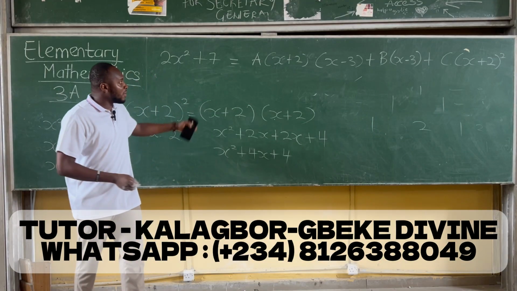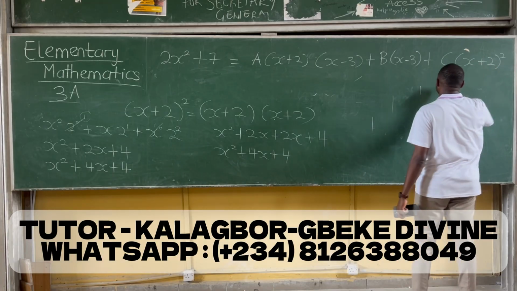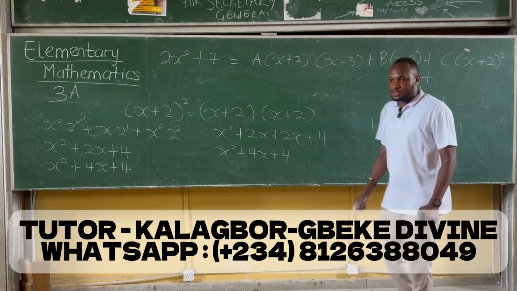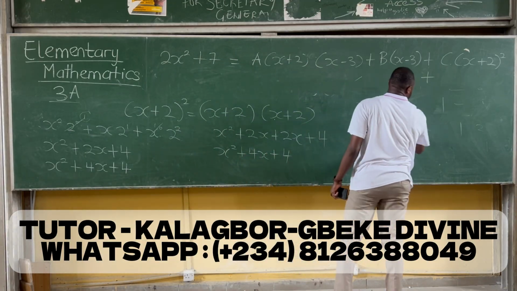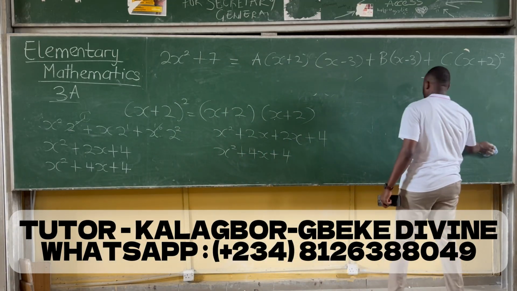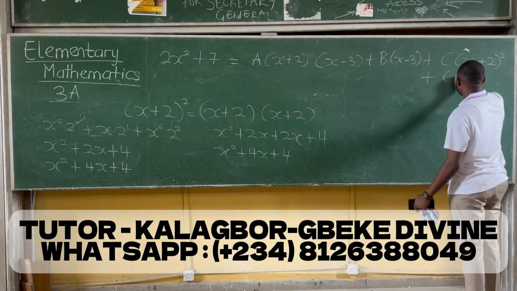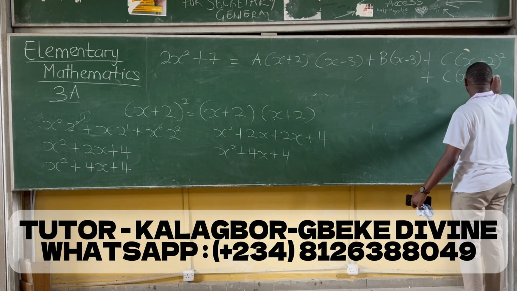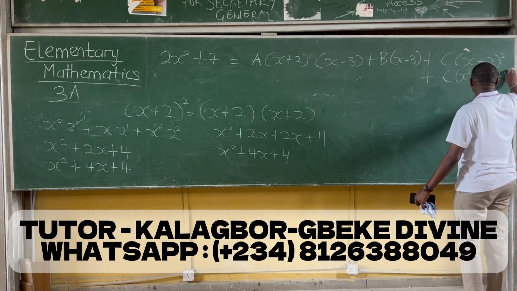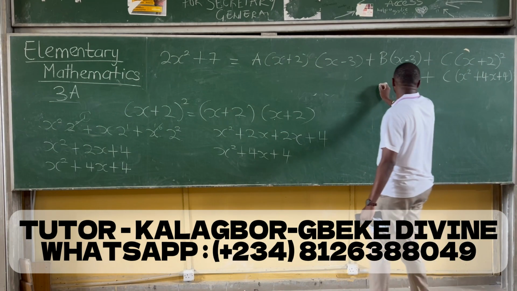All right, let's continue where we stopped. So this is what? Plus what? Where is the duster? So this is c times x squared, right? Plus 4x plus 4. That's what we expanded this one to get, right? Are you seeing it? So now this one will be what?